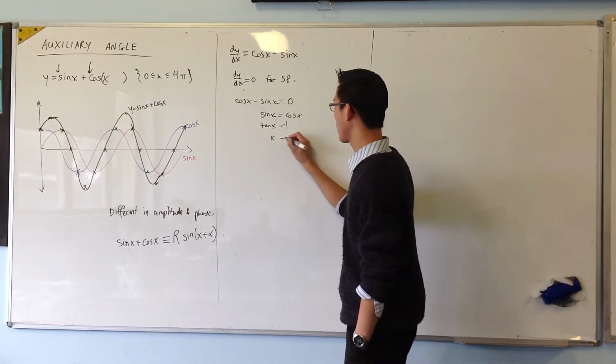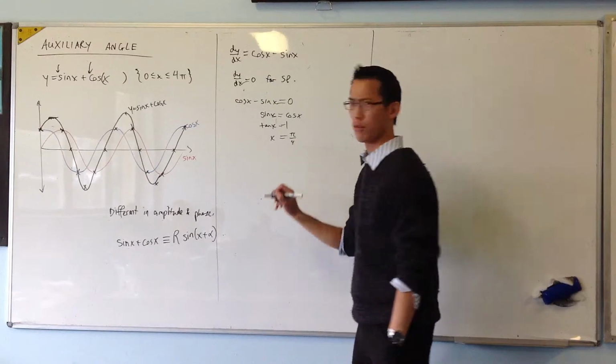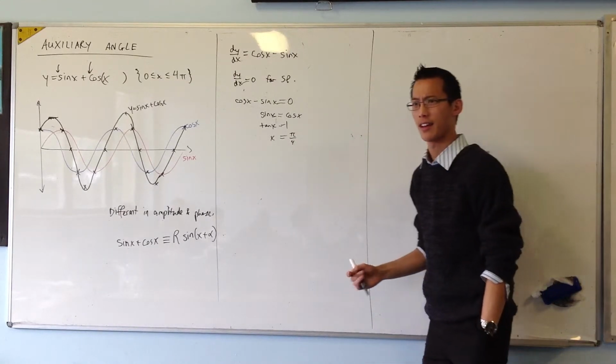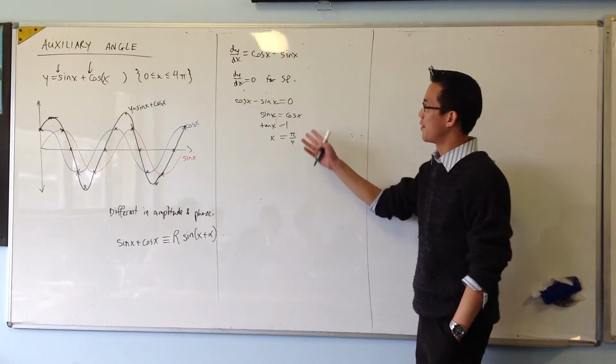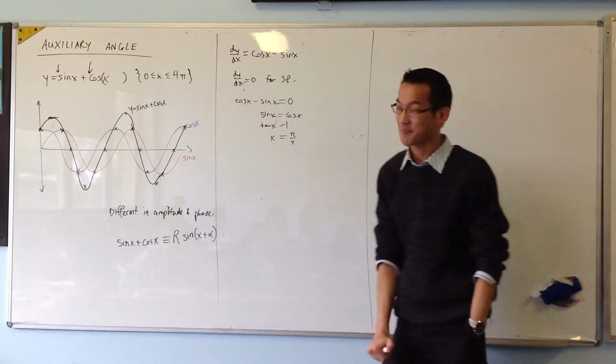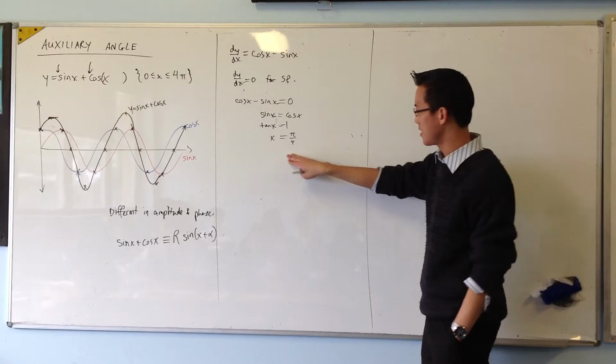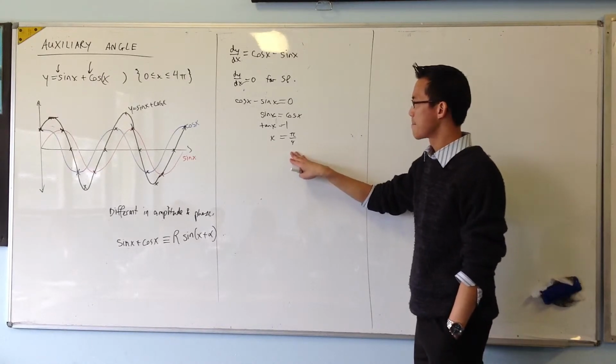Now I'm going to encourage you to try and start thinking more and more in radians as you can, mainly because you're pretty good at degrees. So pi on 4. Thank you. All right. So let's think about this. x equals pi on 4.